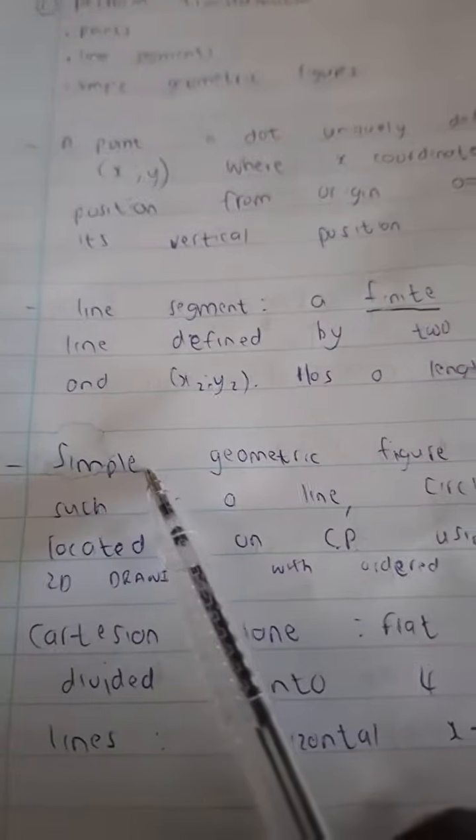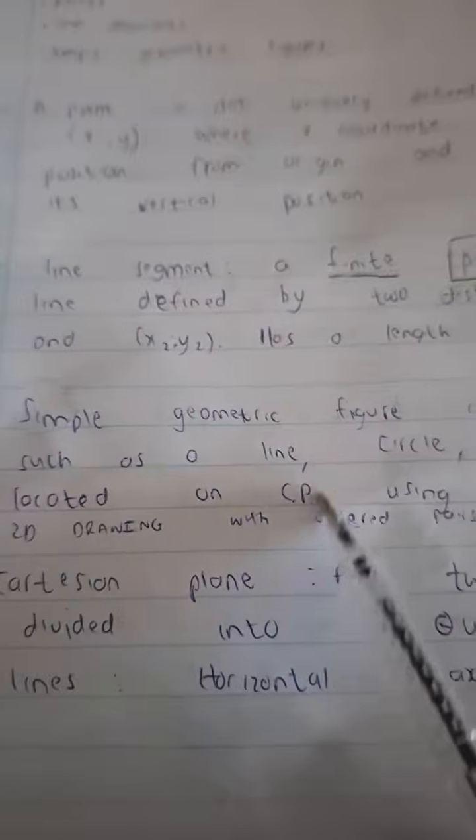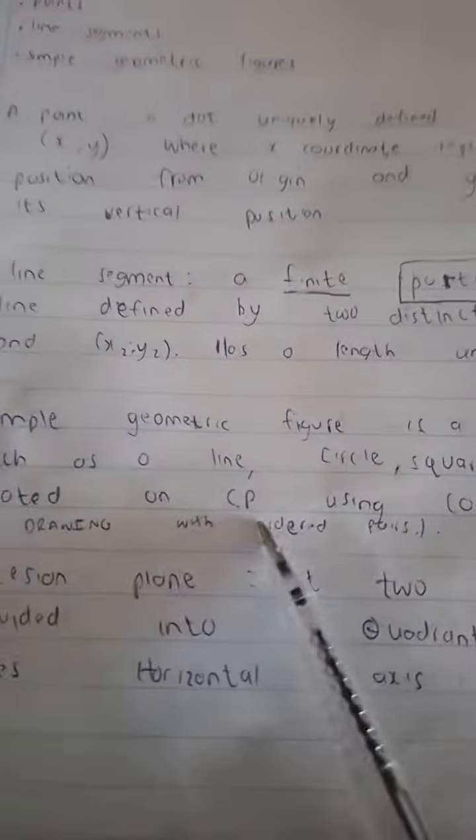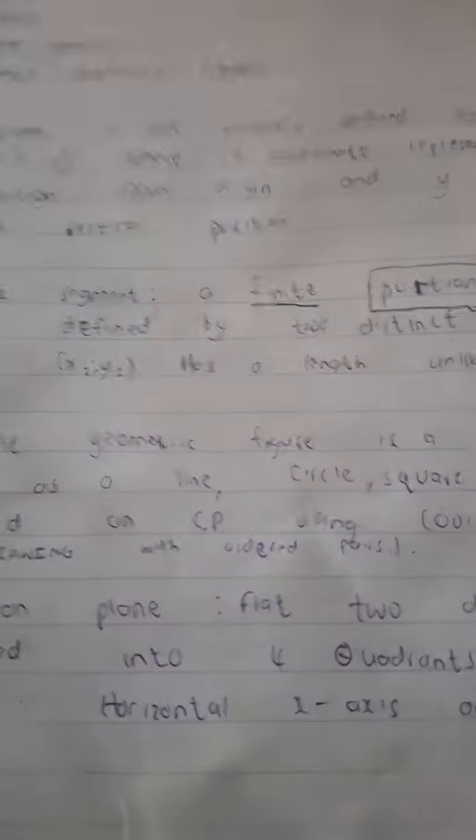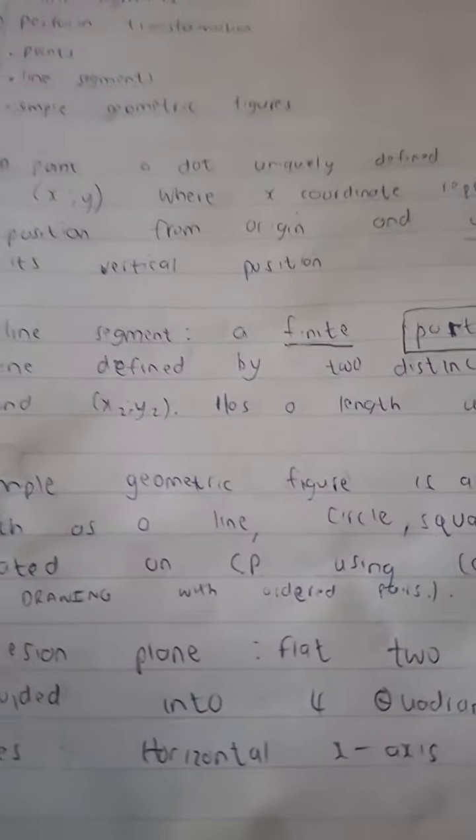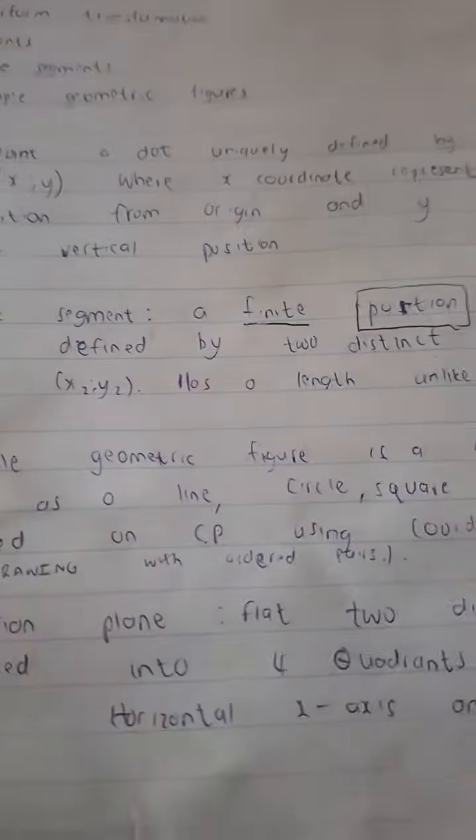So what is a simple geometric figure? A simple geometric figure is a two-dimensional shape such as a line, circle, square, or triangle that is located on the Cartesian plane using coordinates or any other 2D drawing with ordered pairs. Guys, any two-dimensional shape that we can see on the Cartesian plane, we refer to as a simple geometric figure. That's what's important to note here.